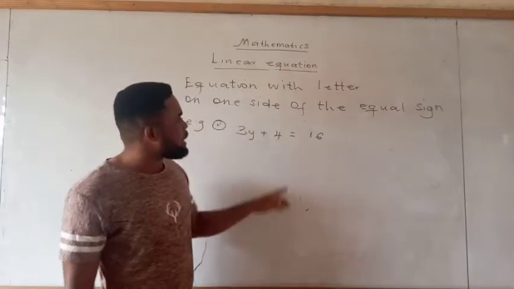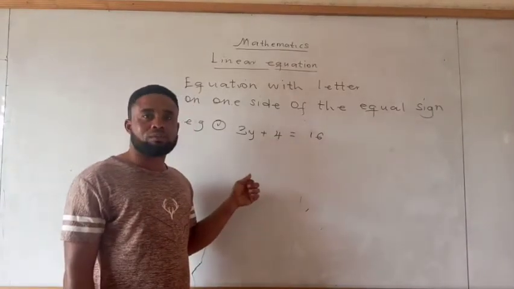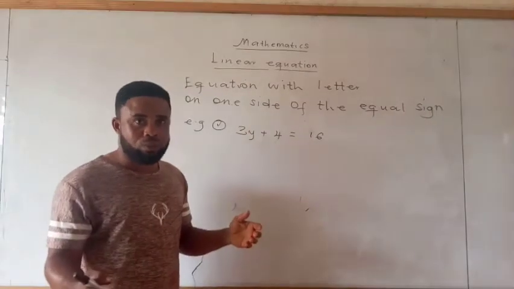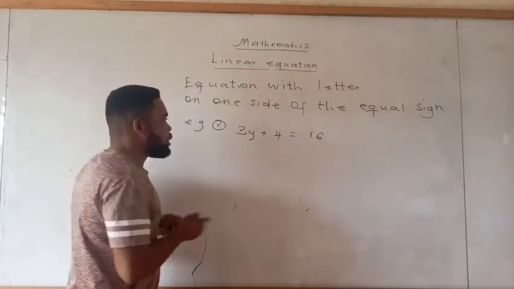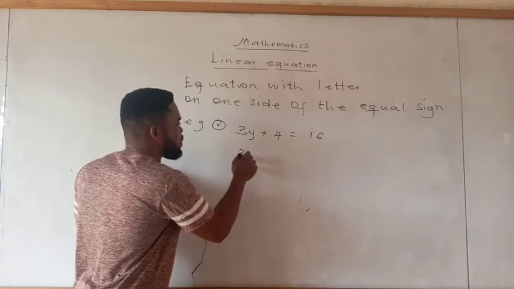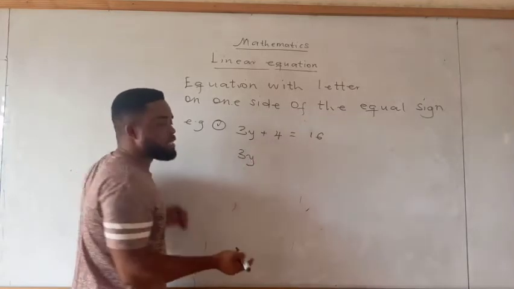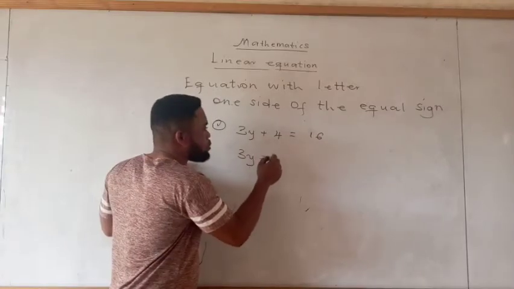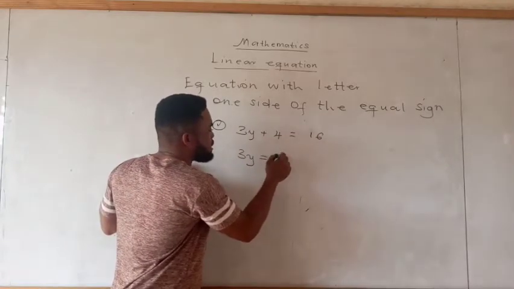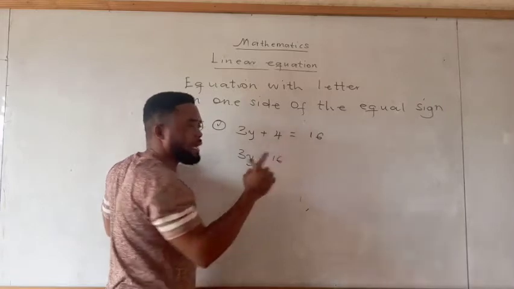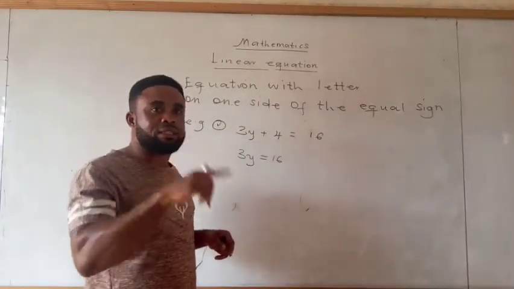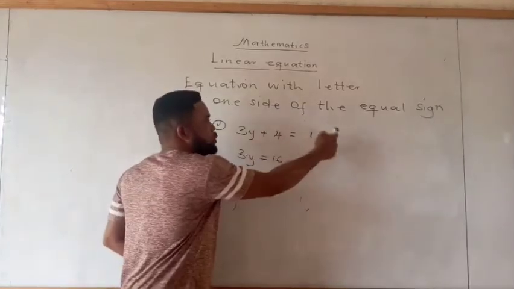So when we take 4 from 4, what do we get? 4 minus 4, what do we get? We get 0, right? So it is going to be remaining 3y because 4 minus 4 here is 0. So 3y then equal to 16. Then we subtract 4 again. I said that you perform the operation on both sides. You do it here, you do it there.